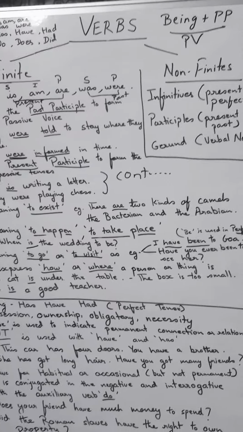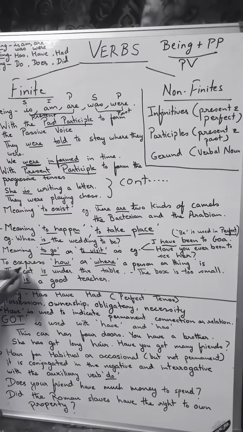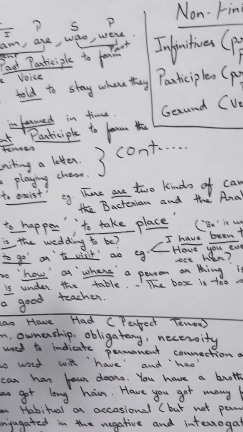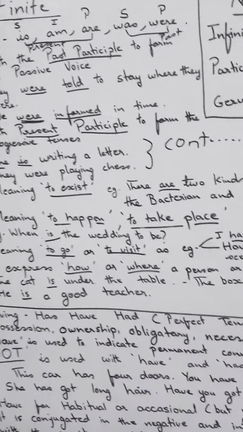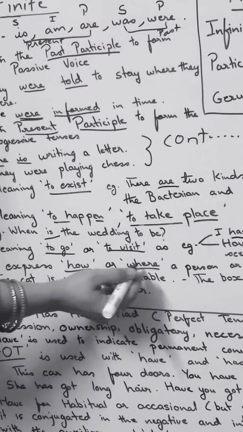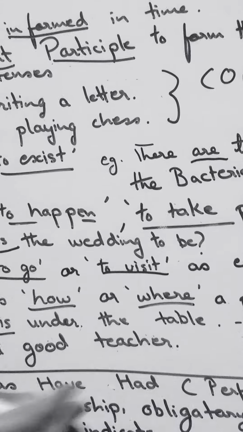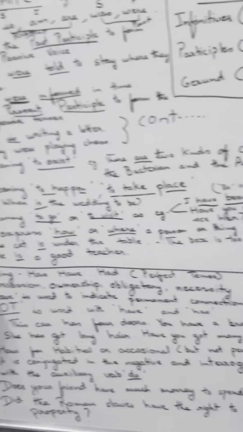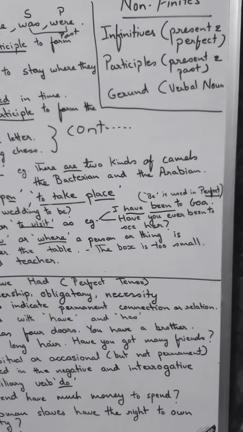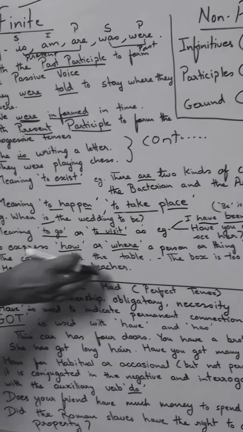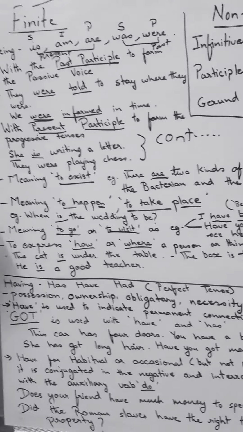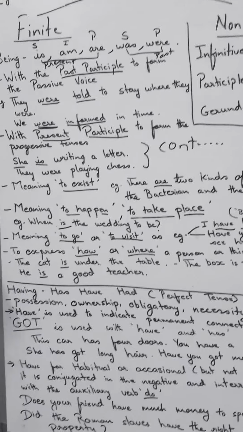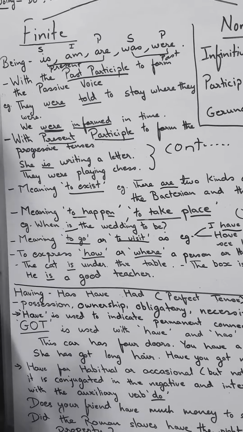Now the next meaning we are going to talk about: to express how or where a person or thing is, the location, the place, the placement. The cat is under the table. The box is too small. He is a good teacher. So the two questions we clarify with this are how and where. I'll give a recapitulation of this.